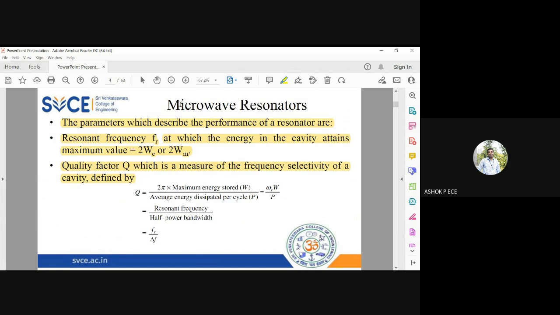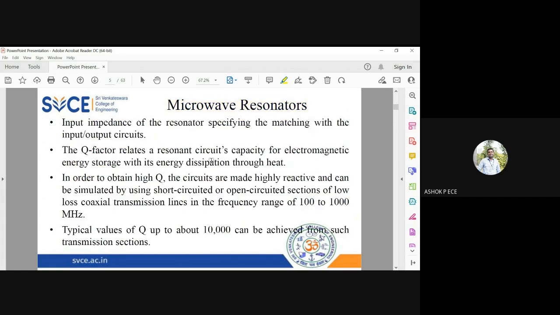So for resonators, the Q value should be very high, or I can say the bandwidth should be very small, a narrow bandwidth. The next one is input impedance. It has to be matched to 50 ohms. The Q factor relates to how effectively it can store the energy. In order to obtain a very high Q, you have to use only reactive elements to design your network.